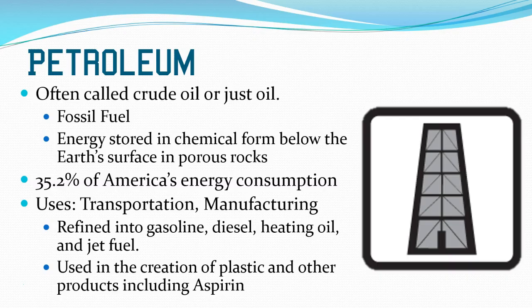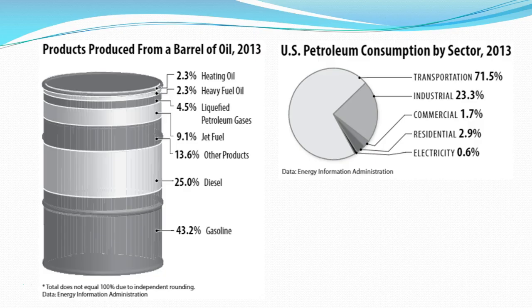We refine it into gasoline, diesel, heating oil, and jet fuel to power our vehicles, but we can also use petroleum, the same basic material that we can turn into gasoline, to make plastic and aspirin. You'd be hard pressed to look around your room or feel in your pockets and find something that is not made with petroleum. In fact, if you look at one barrel of crude oil, only about 43.2% of it is turned into gasoline. The rest has other uses. We could turn it into other fuels, and we can also use it in industry.